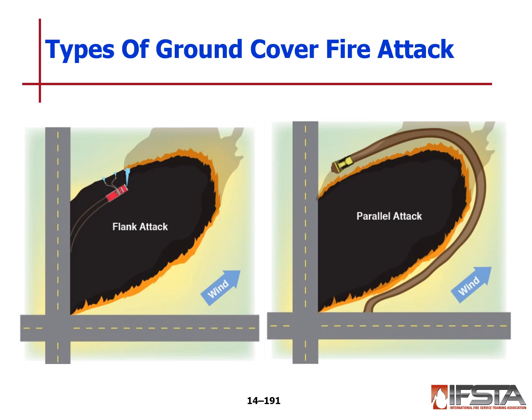Our goal is to circle with control line, whether we're plowing the line, whether we're hand raking the line, and the fuels will burn out to the break. And then our goal is that the break is wide enough, the control line is wide enough that it doesn't jump that line. And the fire goes out.